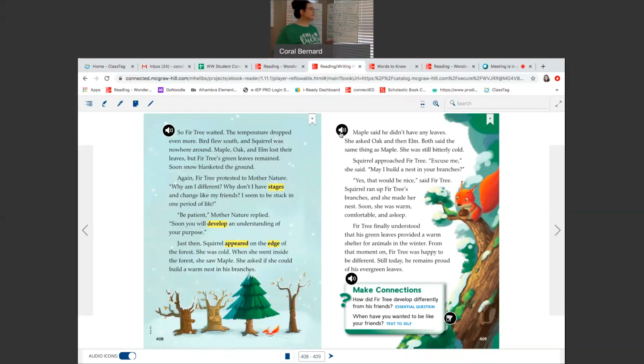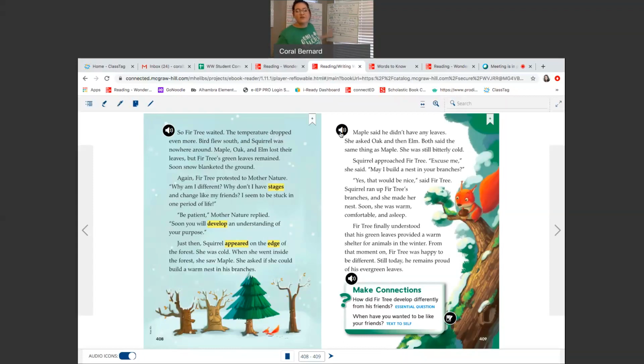So let's listen to all of our clues put together and figure out if we can come up with the theme of the story, or the message that the story is trying to teach us. Fir Tree wants to be like his friends. Mother Nature tells him that he will learn his purpose. Fir Tree wonders why he still doesn't have stages. Mother Nature tells him, be patient. Fir Tree is able to keep animals warm during winter. He learns his purpose.